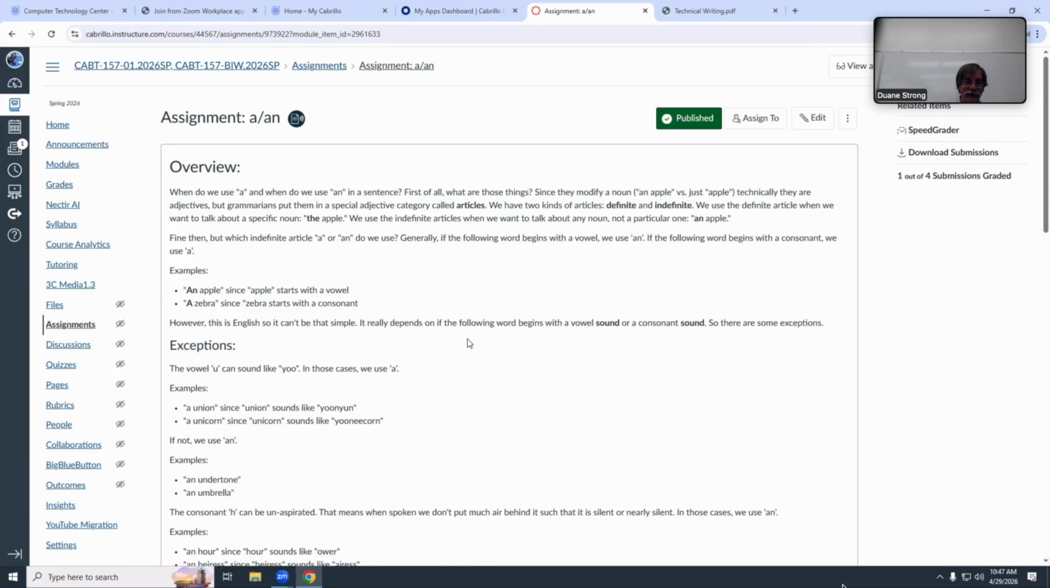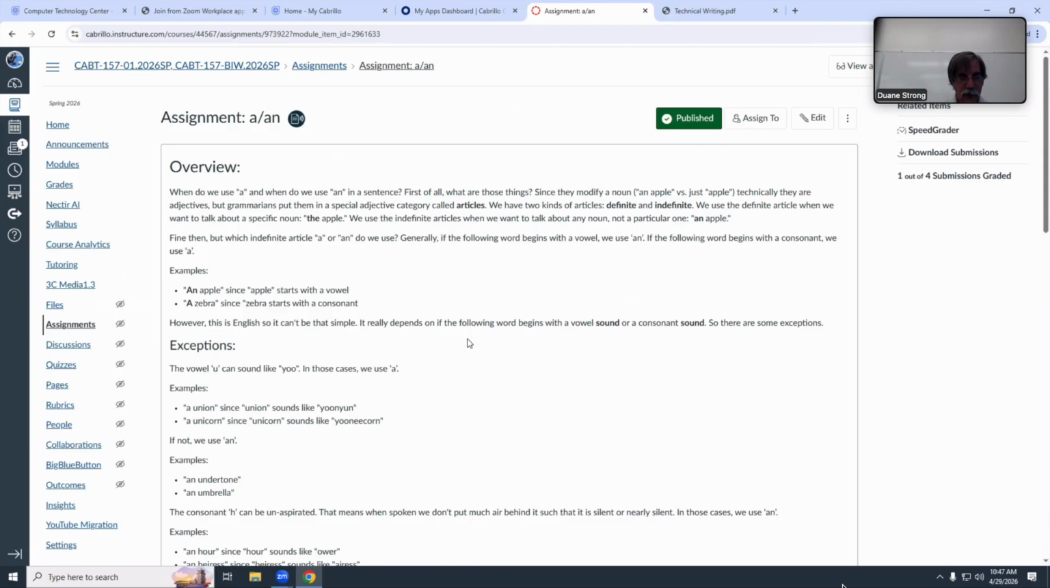This is English. It's never as simple as that. So that's sort of the general guideline, but it really depends on if the following word begins with a vowel sound or a consonant sound. So, of course, there are exceptions.